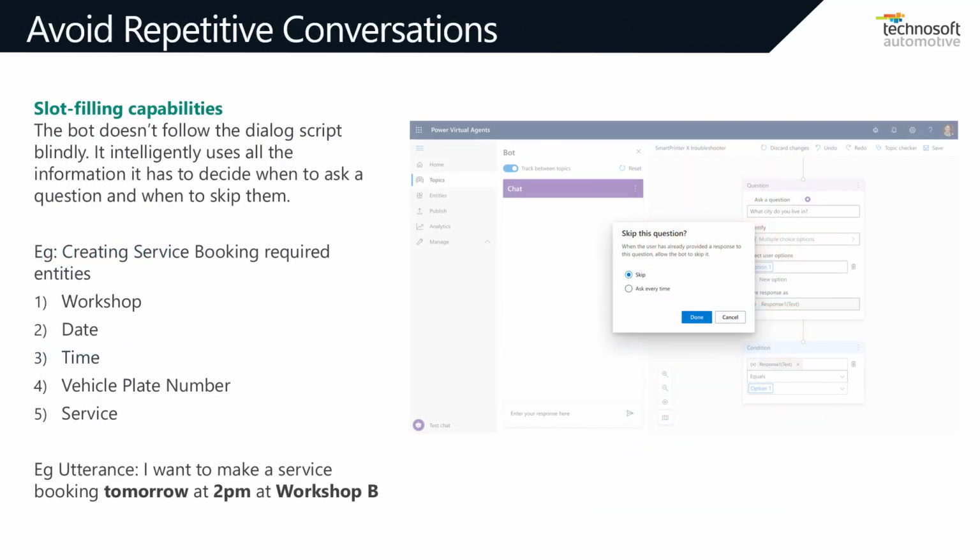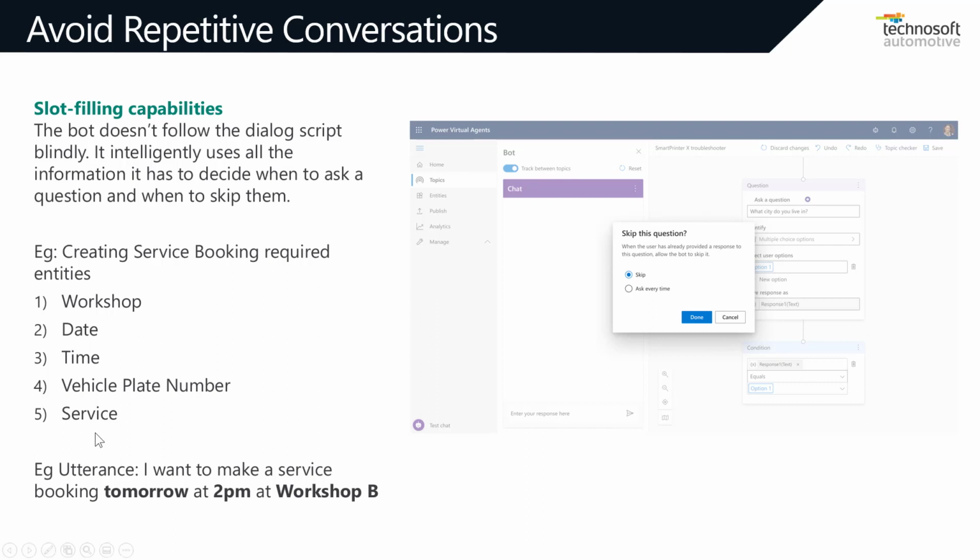An intelligent virtual agent will also avoid repetitive conversation. Microsoft Power Virtual Agent, not only it can converse with customer, but it also comes with capabilities of what we call as a slot filling feature. So, for example, in a service booking, we need information such as the workshop, the date and time of the appointment, the vehicle plate number, and what services, total of 5 questions.